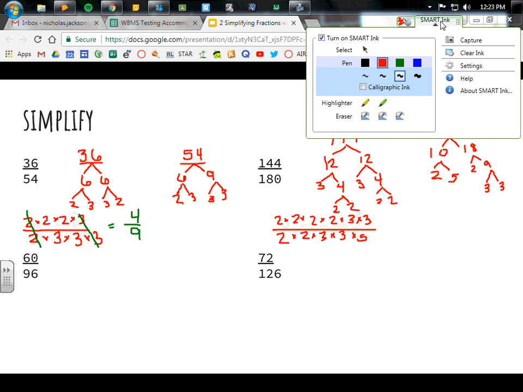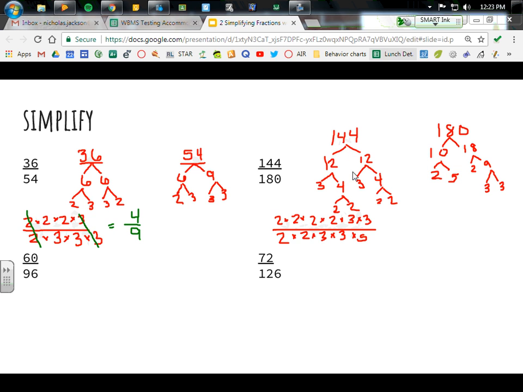All right, once again, let's cross out our pairs. So this pair of 2's cancels. This pair of 2's cancels. This 3 and 3 can cancel here, and then this 3 can cancel out with this 3. So we're left with, on top we got 2 times 2, and on the bottom just 5. So 2 times 2 is 4 fifths. 4 fifths.